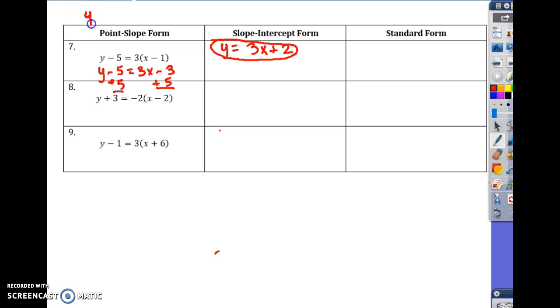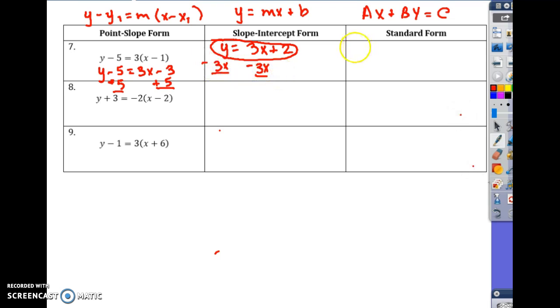So point slope form, let's write this up there: y minus y sub 1 equals m times x minus x sub 1. Slope intercept form is y equals mx plus b. And standard form is ax plus by equals c. To get to standard form, I'm going to take this 3x and bring it to the other side of the equation by subtracting 3x from both sides. When I do that, I end up with -3x plus y is equal to 2.